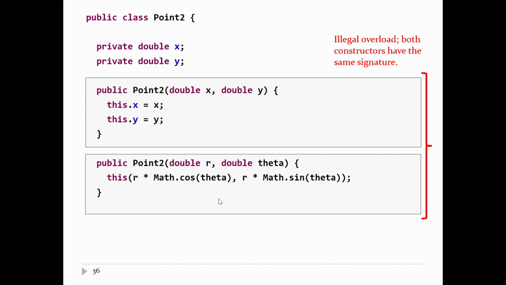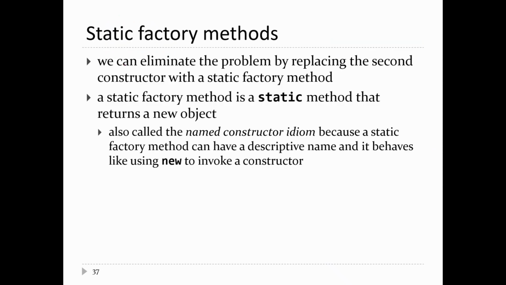So the solution is to replace the second constructor with a static method instead. The static factory method is a static method that returns a new object. I can give it a name that's not the same as the class, so that lets me get around this problem. I now have a method that has a different signature than that constructor that I just tried to overload.